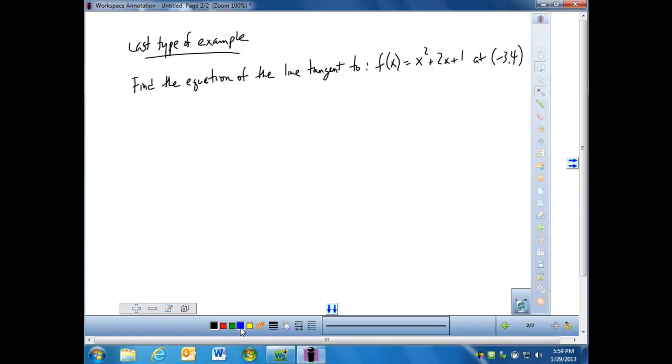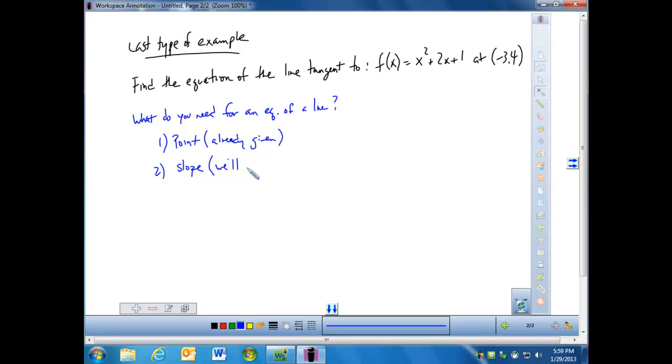So what's needed for that? What do you need to write the equation of the line? You need the slope and the y-intercept, but how do you find those two things? Number one, we need a point. In this case, that point is given to us. That point is (-3, 4). Remember, that's going to provide the x and the y for us. And like I just mentioned, we need the slope. We find the slope by finding the derivative of the function.